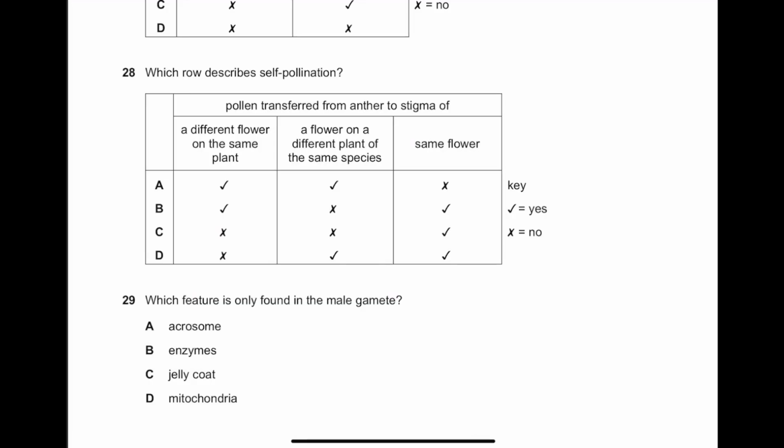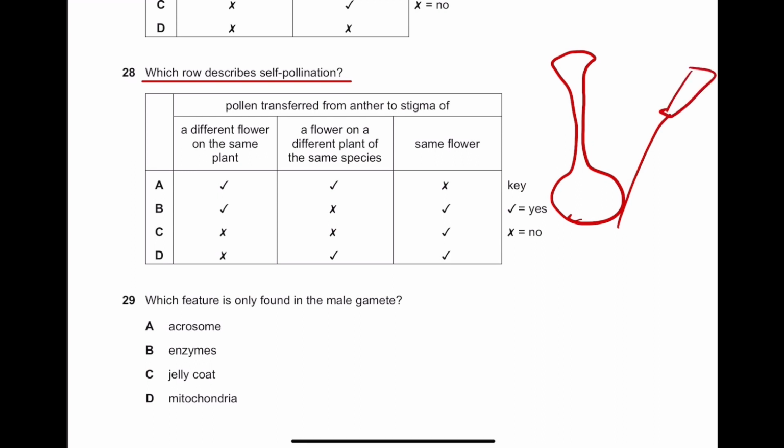Number 28. Which row describes self-pollination? So self-pollination, well, let's talk about pollination first. Pollination happens when the pollen grains from the anther reach the stigma. So this is the stigma, the female part of the plant.